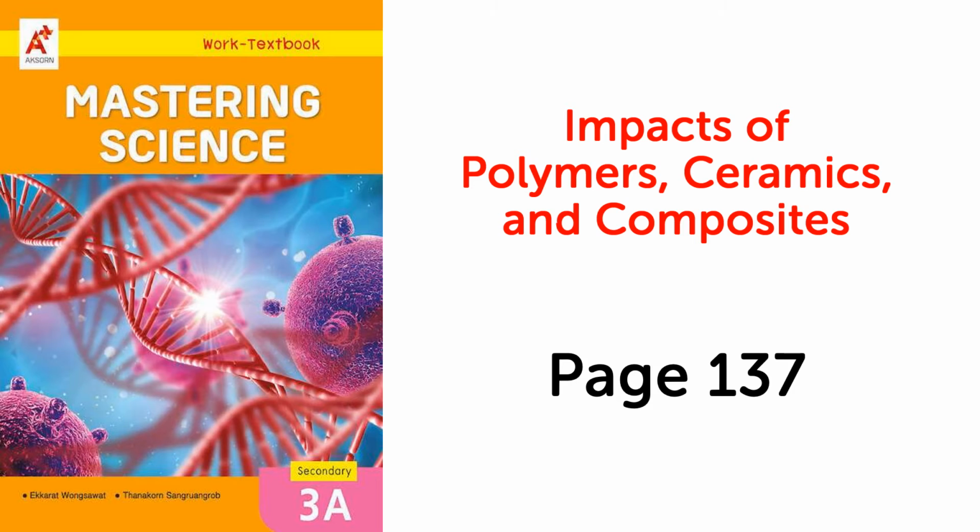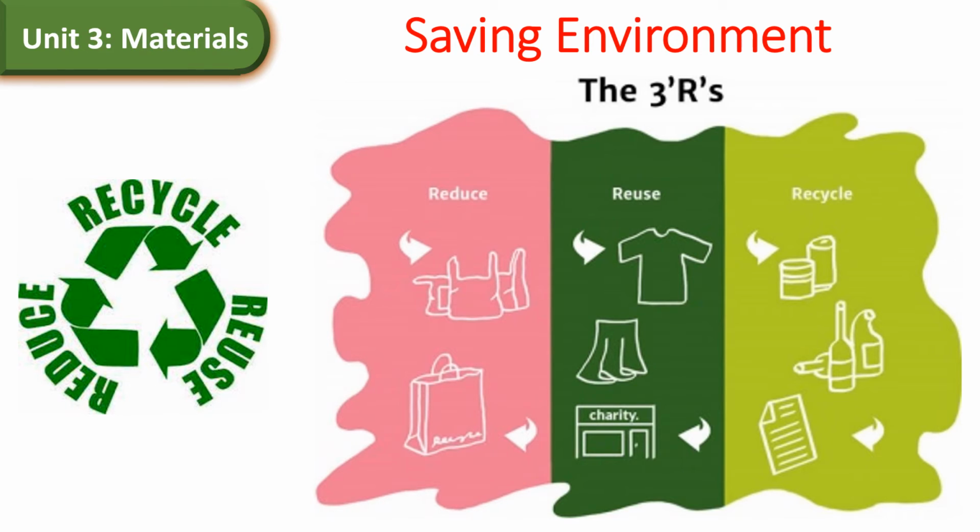Now, let's continue our lesson to page 137, which is the impact of polymers, ceramics, and composites. After learning different materials like your polymers, your ceramics, and your composites, if you look at their different properties, you can have high resistance to heat and corrosion. It is strong. It is low density. So materials like these are made to be strong and will last almost forever, right?